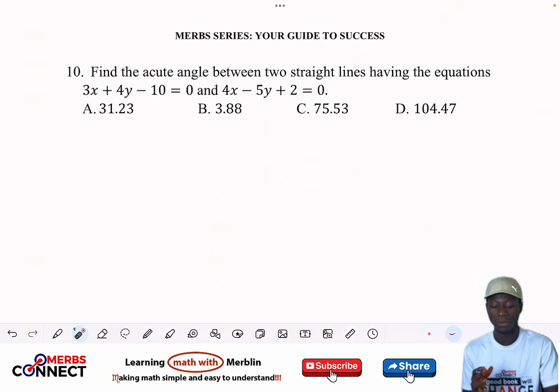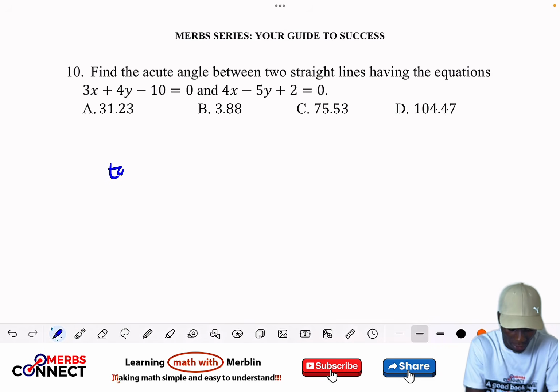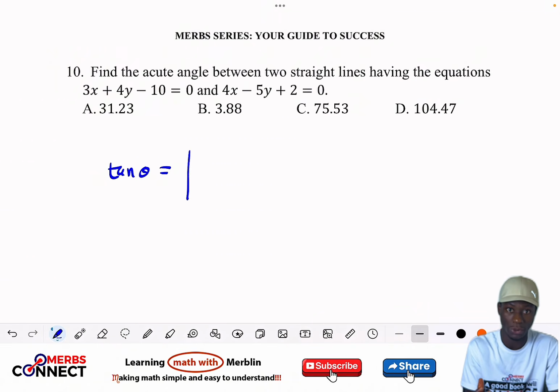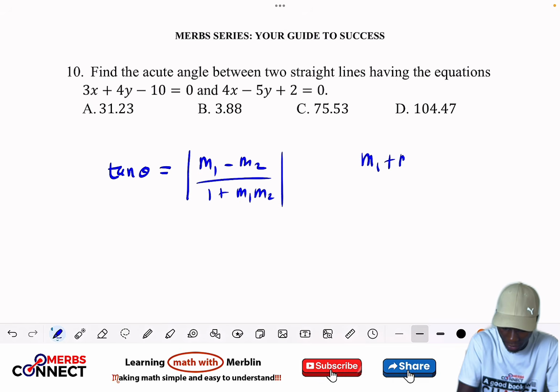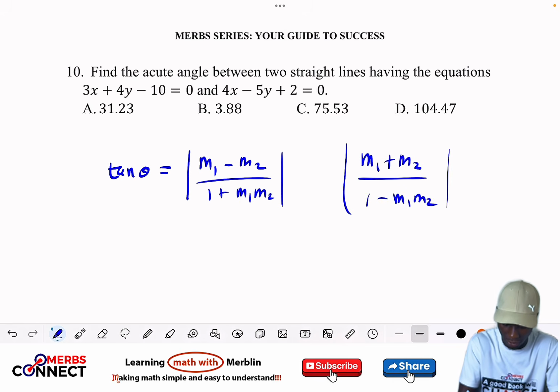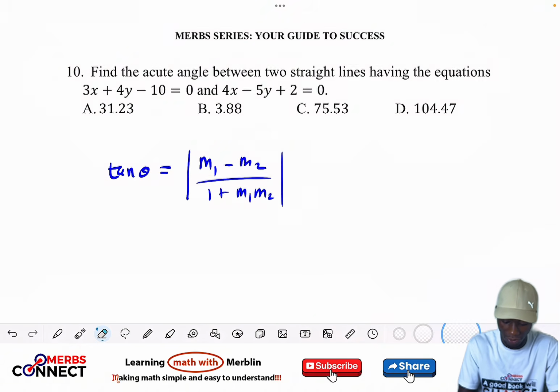Now find the acute angle between two straight lines having the equation. So for the acute angle, we can pick theta is equal to this one. It does not matter how you write it, because I'm having the absolute. So you can do m1 plus m2 or m1 minus m2; any of them works. I'm using m1 minus m2 divided by 1 plus m1 m2. If we use the other one, it will be m1 plus m2 divided by 1 minus m1 m2. So it's the same thing. Because of the absolute, any of them works.